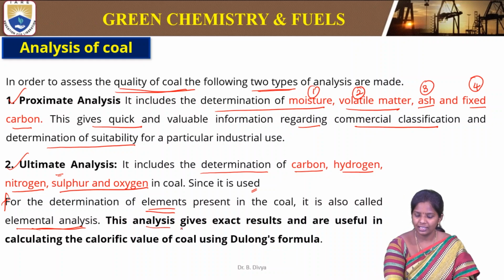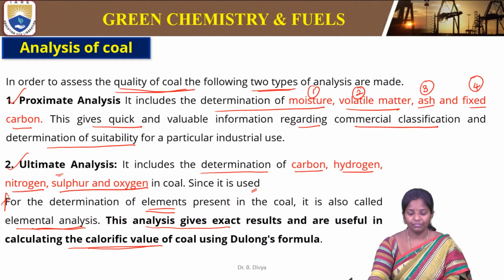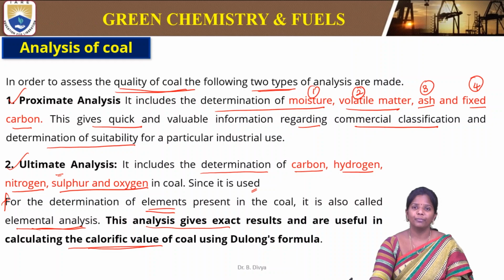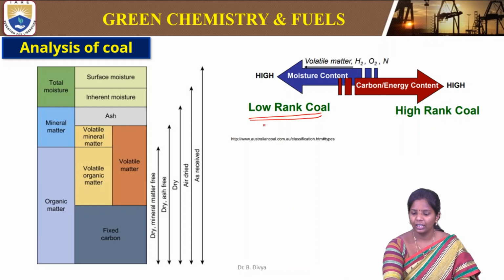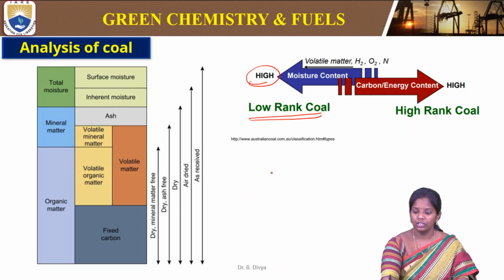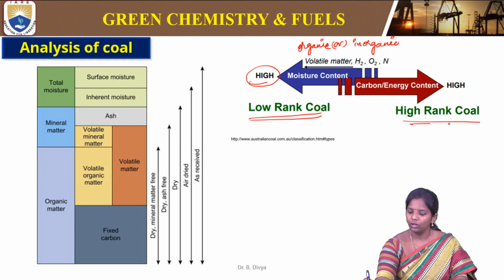This analysis gives exact results and is useful in calculating the calorific value of coal using Dulong's formula. We have seen the calorific value and how we do the calculations. It is a main determinant for any particular coal before we use it for any application. If we see this chart, this is the low rank coal. Coal is called low rank when it has high moisture level and high volatile matter. This volatile matter can be both organic and inorganic. It is called high rank coal when the carbon content is high.